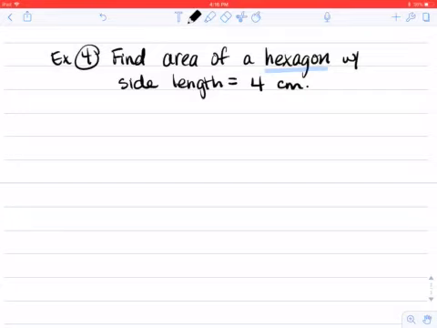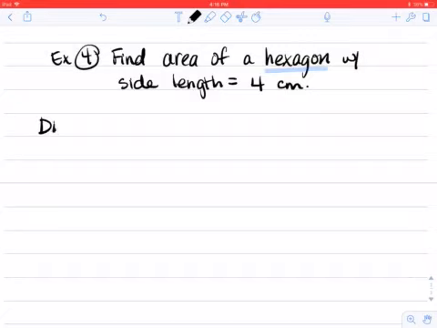Finding the area of a hexagon with the side length equal to 4 centimeters. So, we don't have the apothem, but we need to find it. So here's what we're going to do. First of all, we're going to need to get my Apple Pencil to work again.